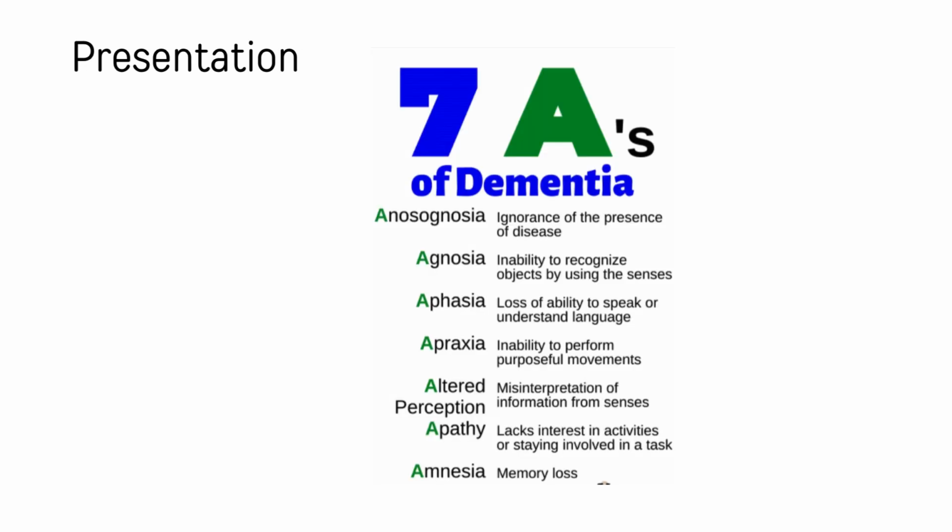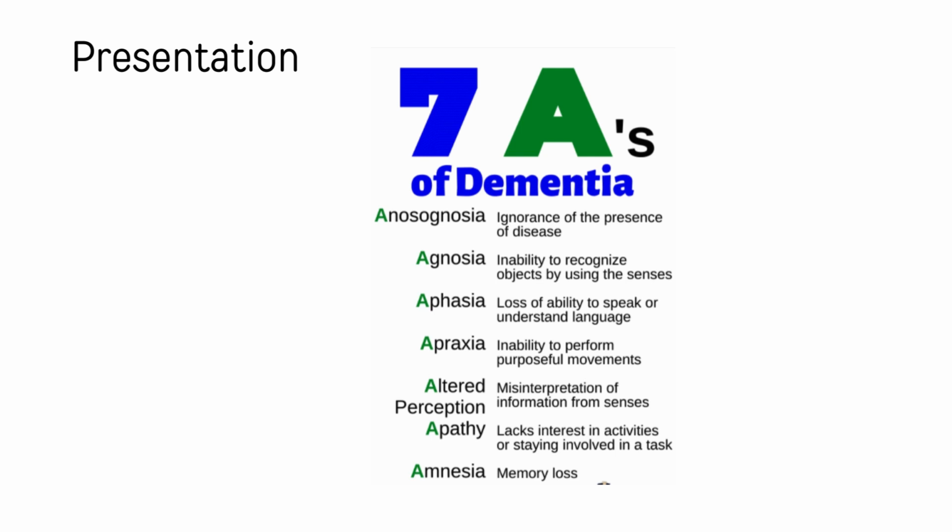So dementia presents with the 7 classical A's: anosognosia, which is an ignorance of the presence of the disease, so they won't realize that they have the disease. Agnosia, the inability to recognize objects using your senses. Aphasia, inability in speech or language. Apraxia, inability to perform purposeful movements.